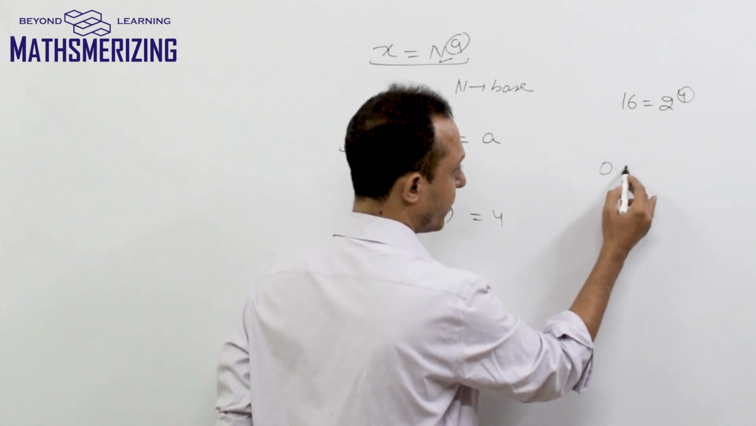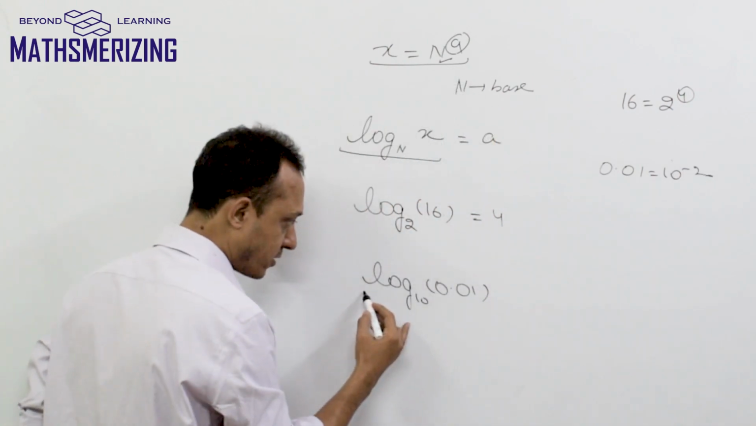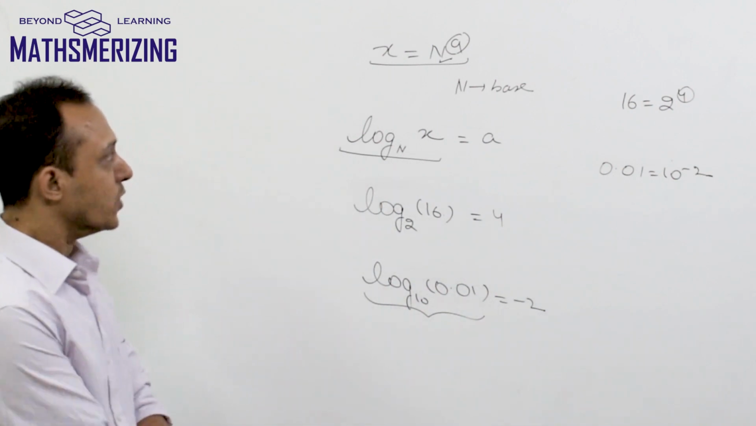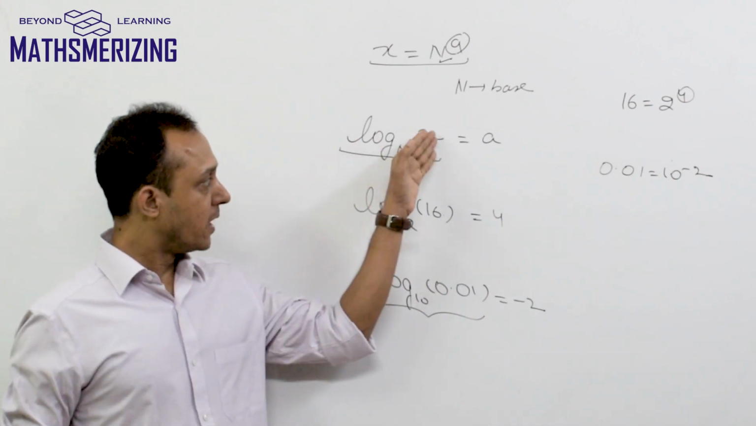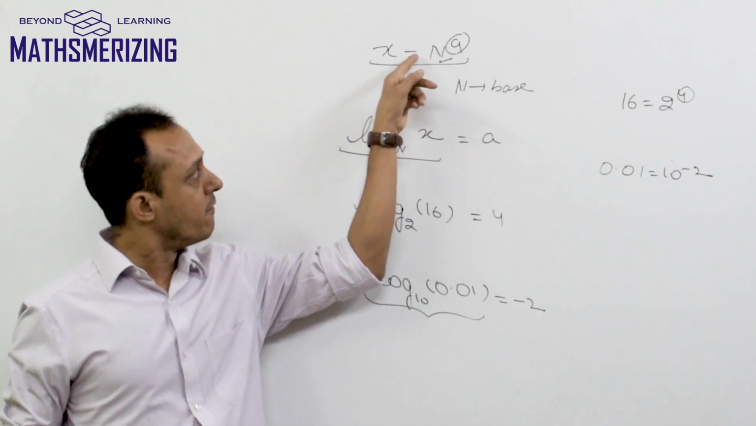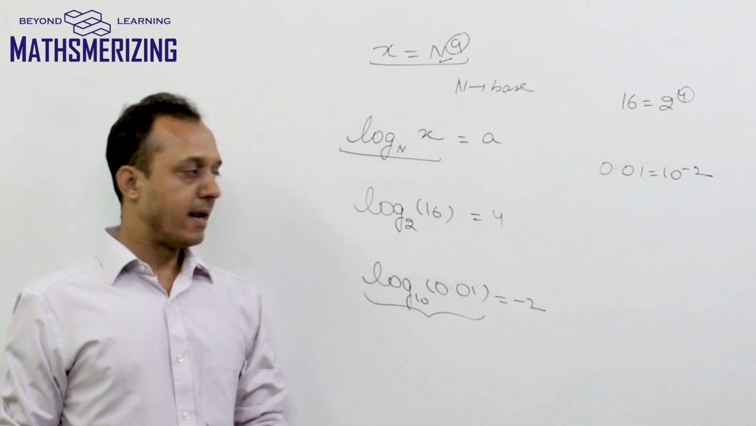So what I do know is 0.01 is 10 to the power minus 2. So basically log 0.01 to the base 10 is minus 2. So essentially log of a number x about any given base n is nothing but the exponent of that number n, which is equal to x. And this is how the idea of logarithm was invented.